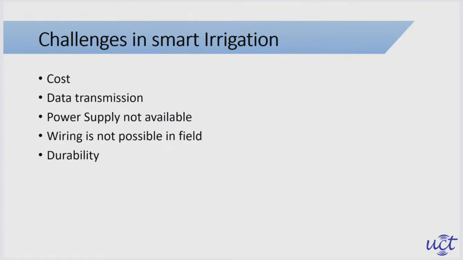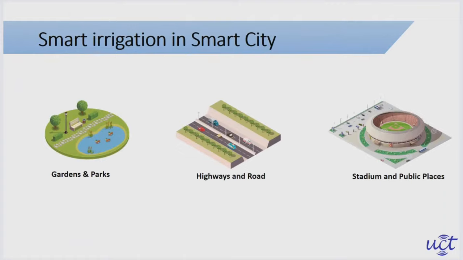Apart from this, irrigation is not limited to farms only. It also has use cases in smart cities. Cities consist of gardens and parks that need to be irrigated to maintain the greenery. Another thing is that nowadays we are planting trees on the sides of highways and on the mid lane of roads and highways. They also need to be irrigated on a daily or weekly basis.